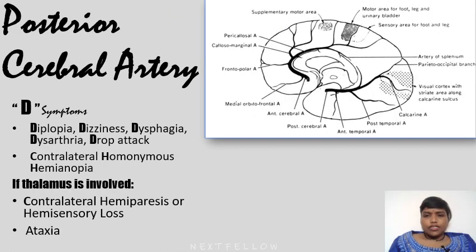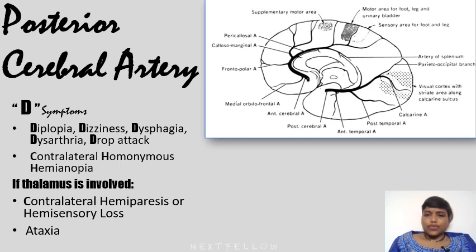Posterior cerebral artery syndrome is due to occlusion of the posterior cerebral artery. Posterior cerebral artery mainly supplies the inferior part of the cerebral cortex. The calcarine branch of the posterior cerebral artery supplies the visual area and visual association area, that is area number 17 and 18. In occlusion of the calcarine branch of the posterior cerebral artery, there will be contralateral homonymous hemianopia with macular sparing.